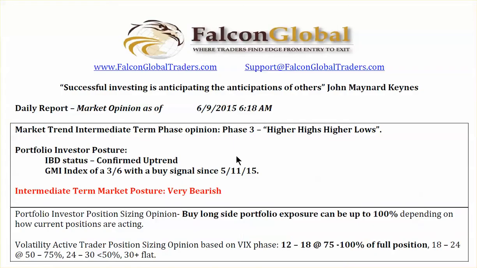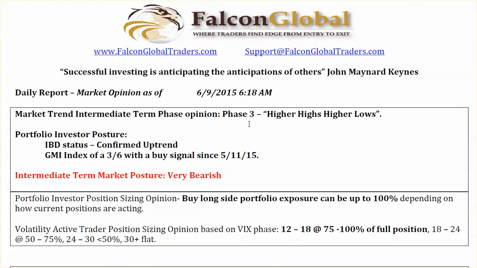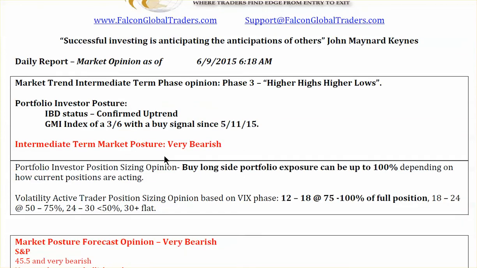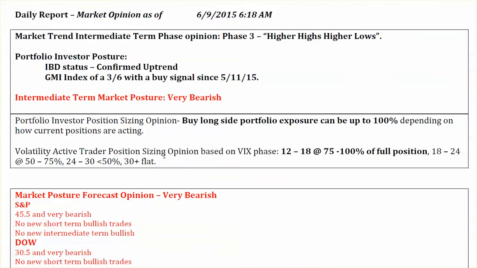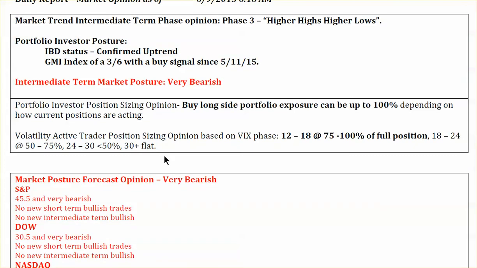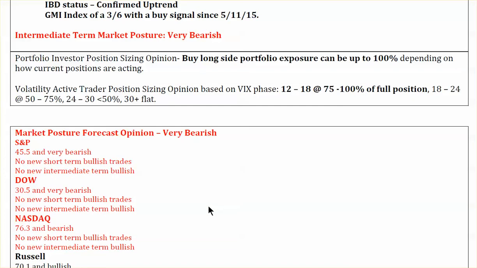In terms of our regular daily report, we're still phase 3, higher highs, higher lows. IBD status remains a confirmed uptrend. GMI index has dropped. It's now 3 out of 6. And we still have these kind of mixed signals coming in. Our intermediate term market posture is very bearish, very bearish. Notice the word very in there. So something of a divergence from the IBD status.